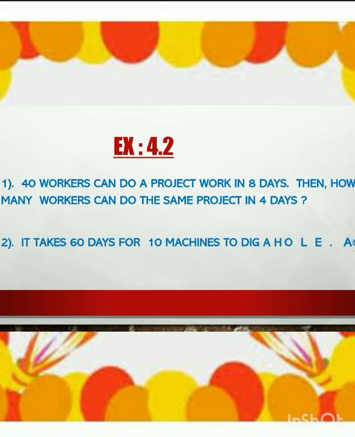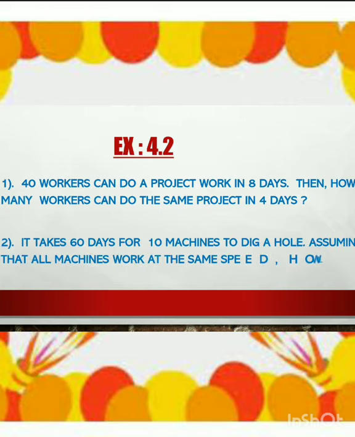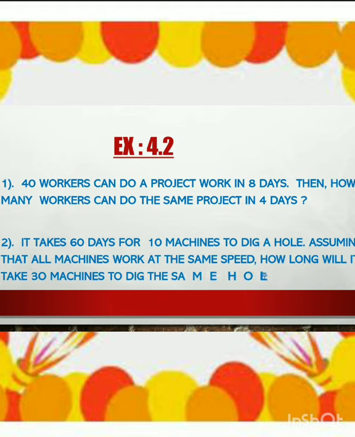It takes 60 days for 10 machines to dig a hole. Assuming that all machines work at the same speed, how long will it take 30 machines to dig the same hole? Here the two quantities are number of days and number of machines. And number of machines increases, number of days will decrease. So it is an inverse proportion. So multiply the values and find out x.